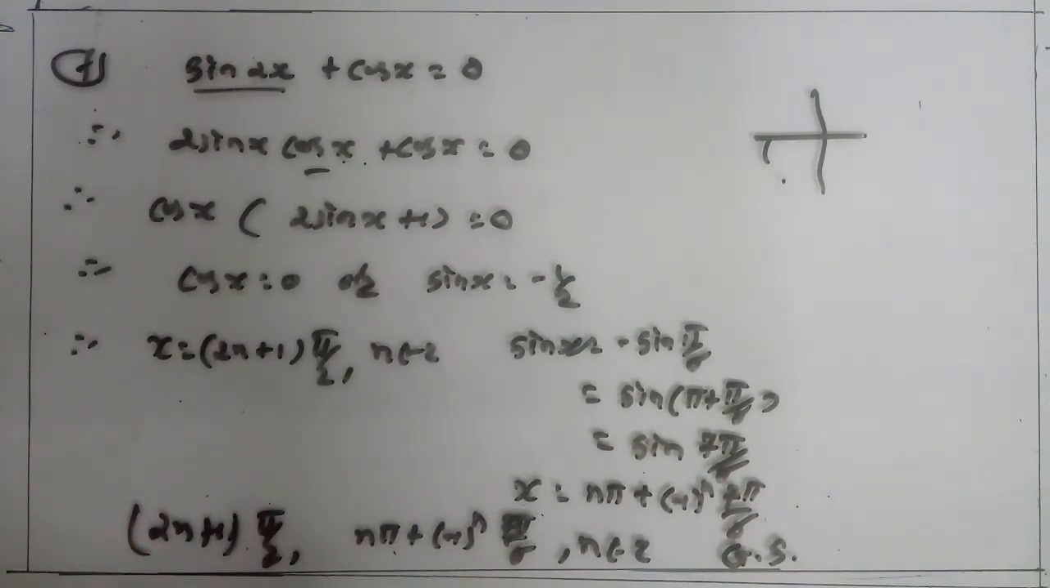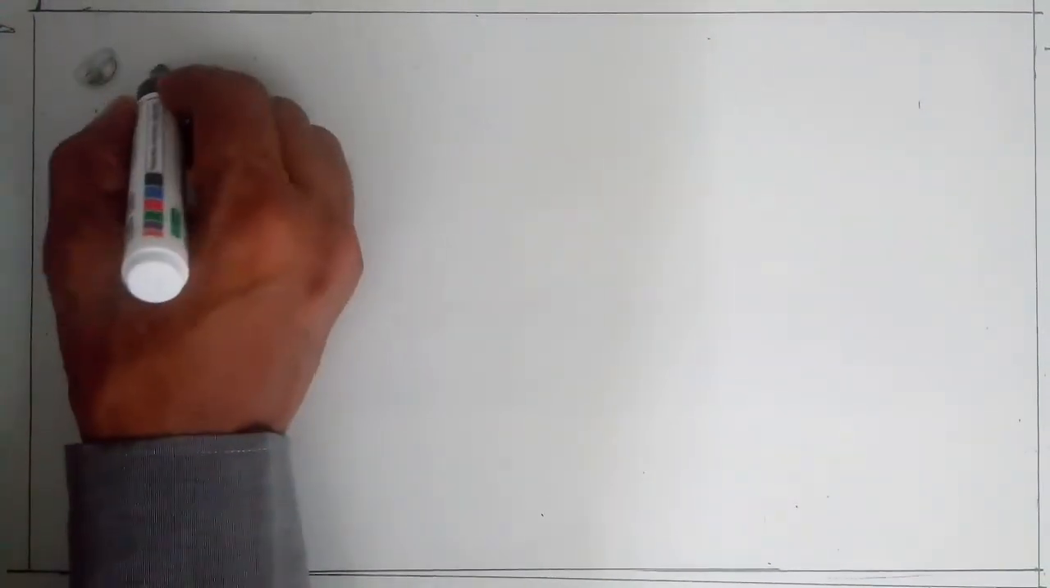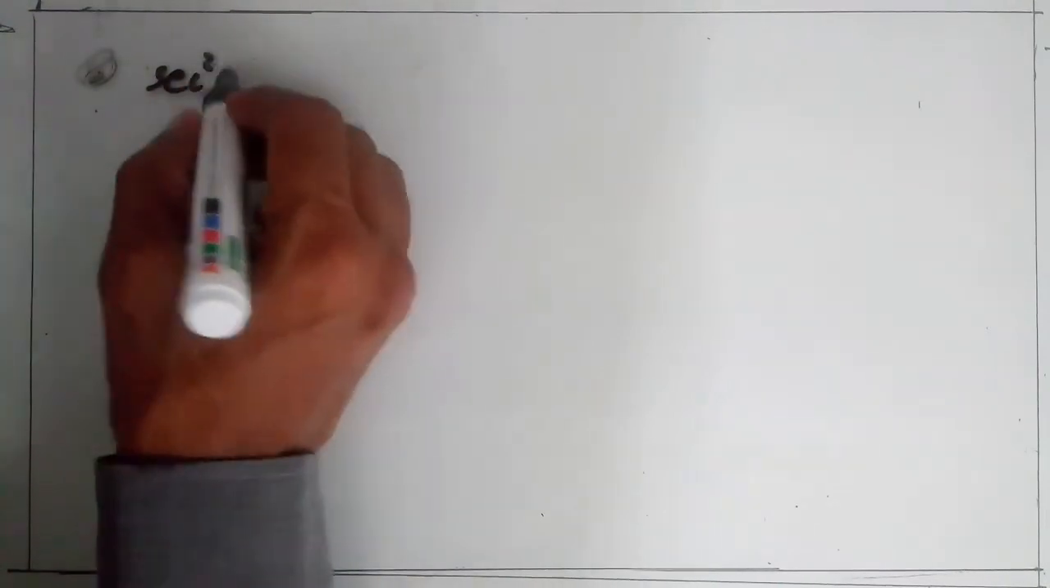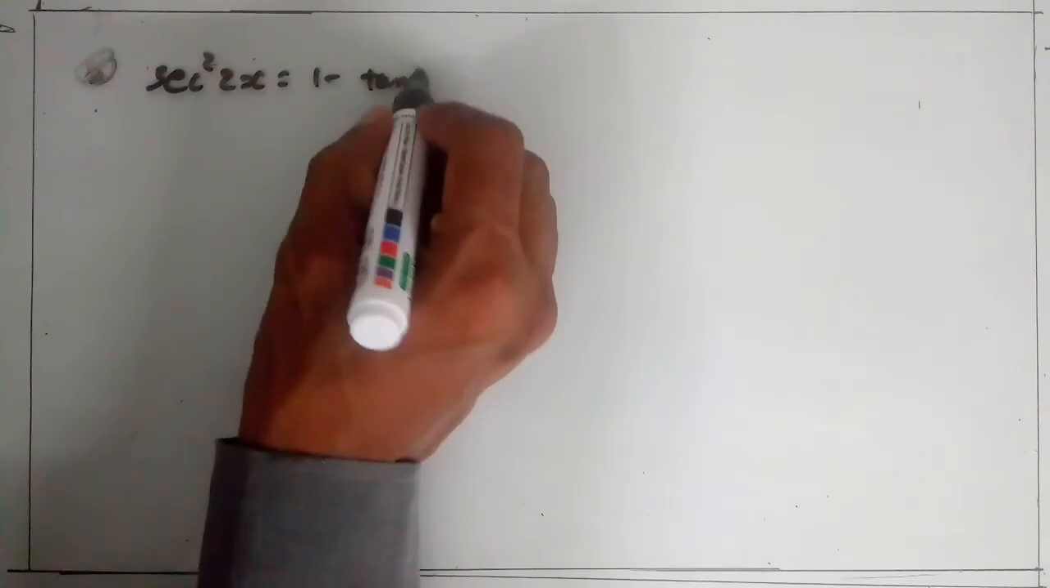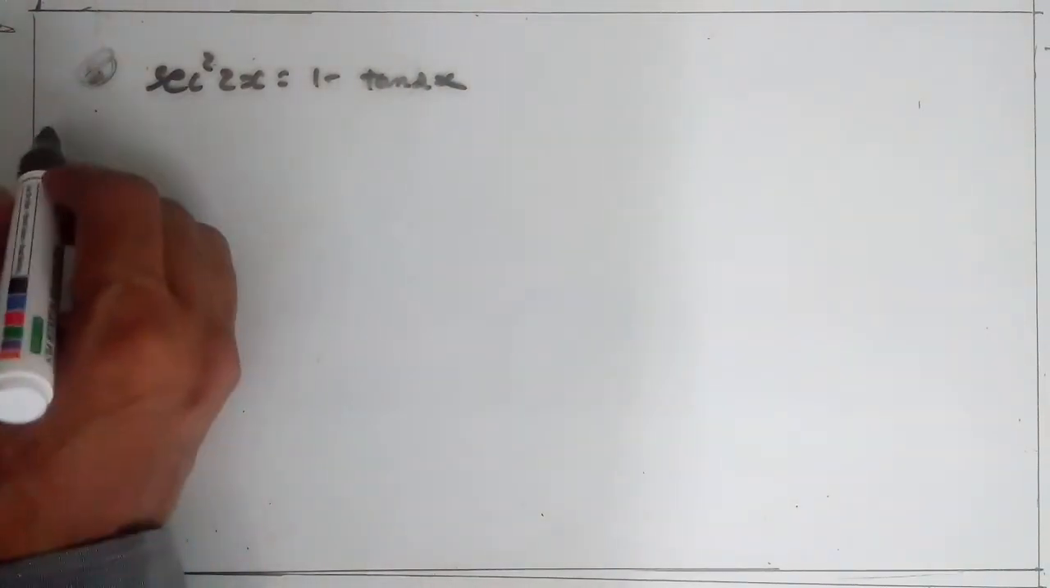Now next, question number 8. Sec square 2x is equal to 1 minus tan 2x. Here we change all terms into the same form, sec square into tan form.